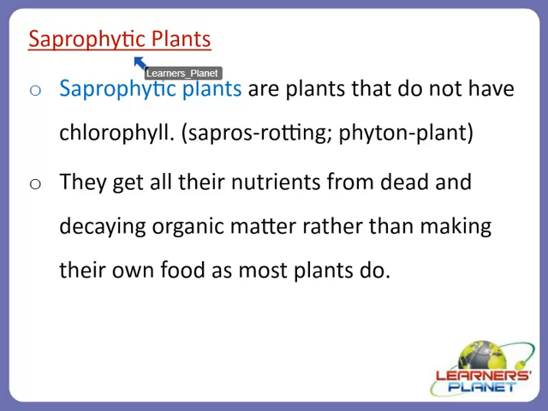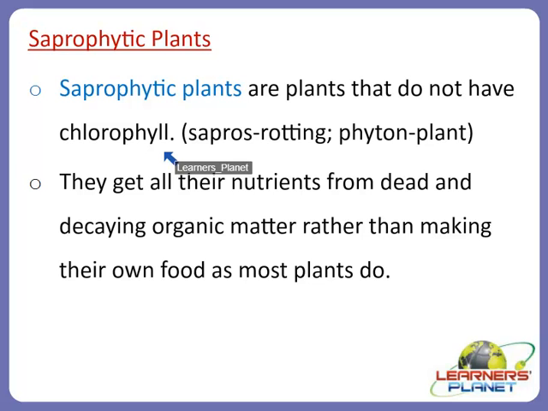Now let us study the second type of plant in the heterotrophic mode of nutrition, and that is saprophytic plants. First of all, we should know what is actually meant by saprophytic plants. These are the plants that do not have chlorophyll. Sapros means rotting and phyton means plant. It means the rotting plant. So the rotting plants or the saprophytic plants are the plants that do not have chlorophyll.